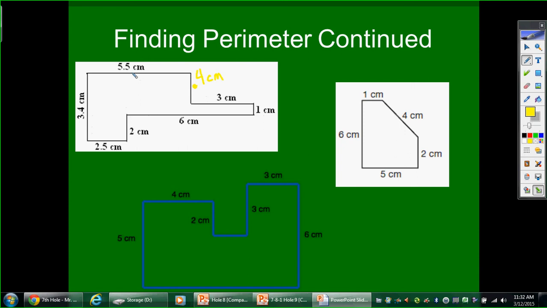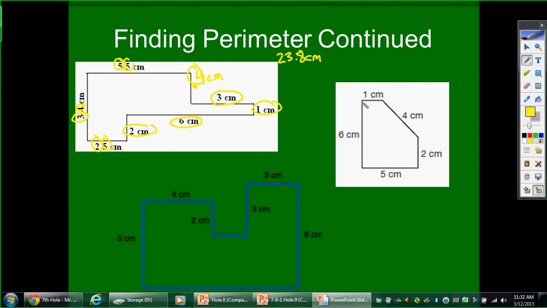Then I'm simply going to add these together. I'm going to use the commutative property and I'm going to add them in an order that works for me. 3 plus 1 is 4, plus 6 is 10, 12. Now I'm going to break these numbers apart. 12 plus 5 is 17, plus 3 is 20, 22, 22.5, 23, 23.4, 23.8. And my units would be centimeters. So my perimeter around the shape would be 23.8 centimeters.